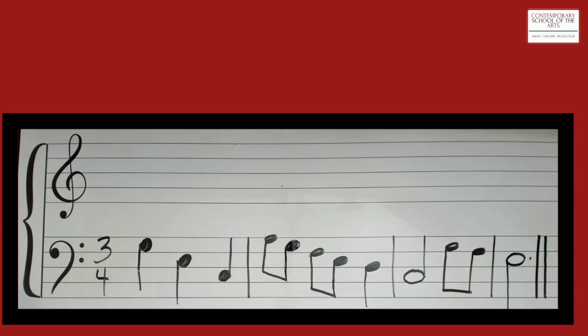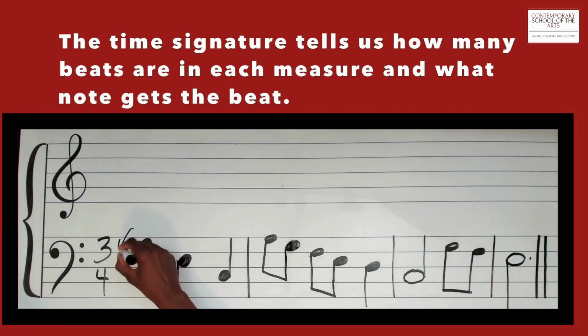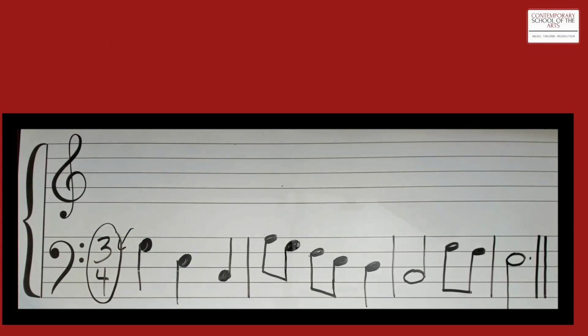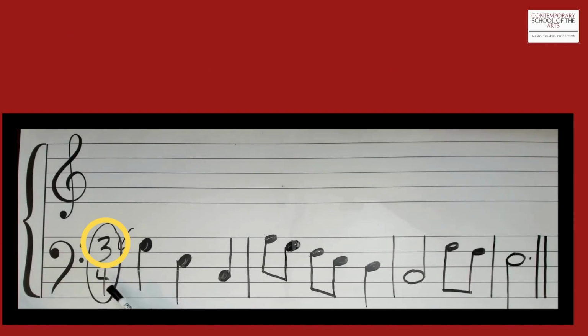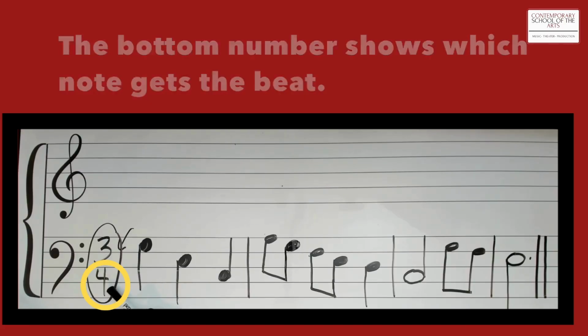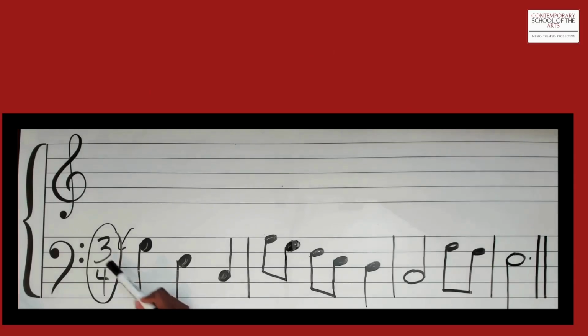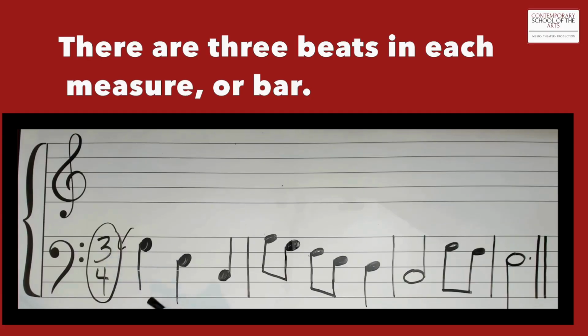Now each measure has a certain number of beats, but how many beats? That's determined by this: the time signature. Now there are two components. The top number tells us how many beats in each measure, and the bottom number tells us what kind of note gets the beat. In this piece, the top number is 3. So there are 3 beats in each measure or bar.